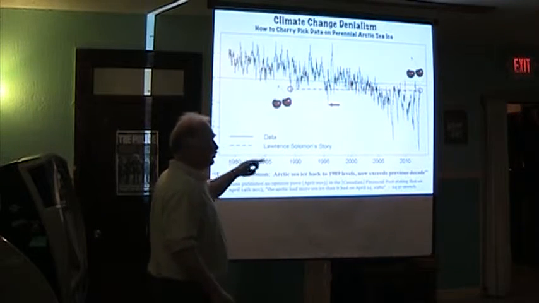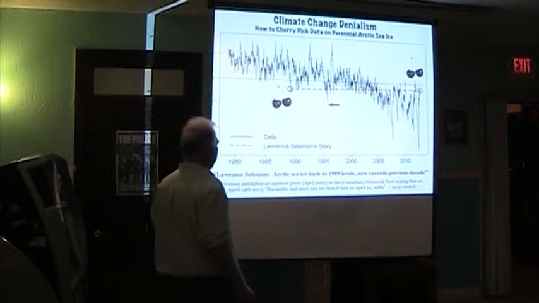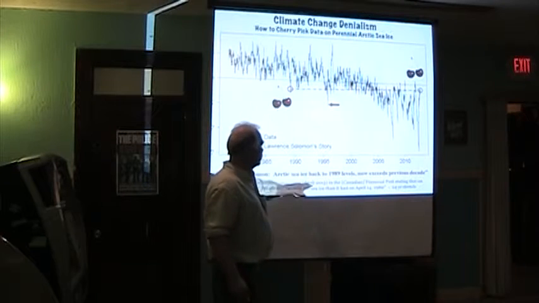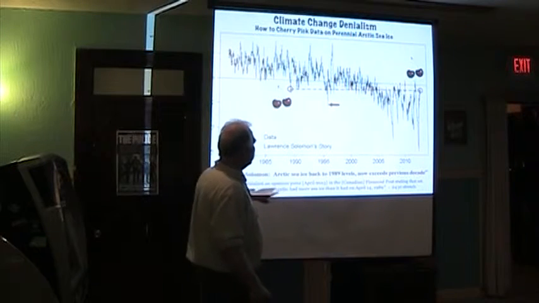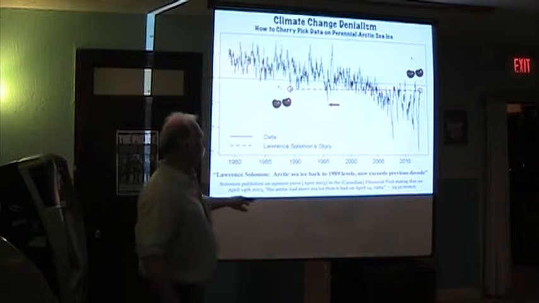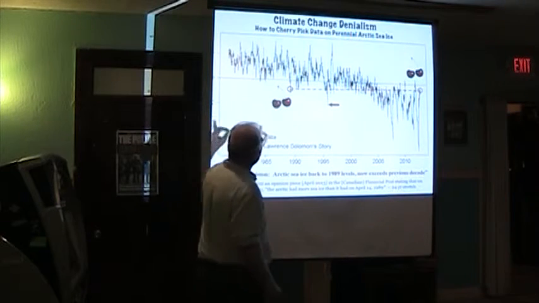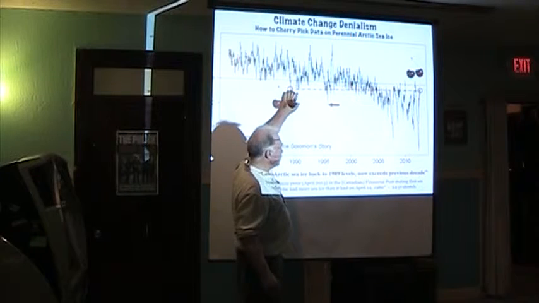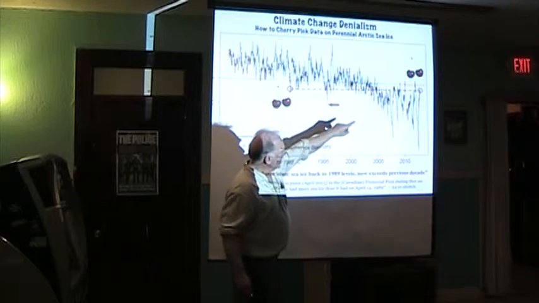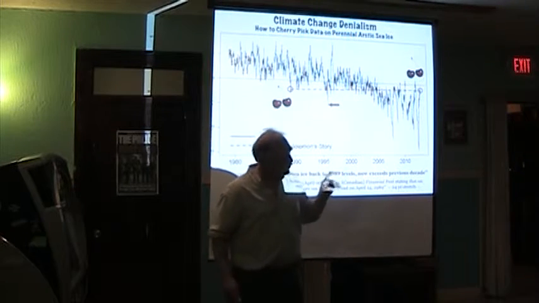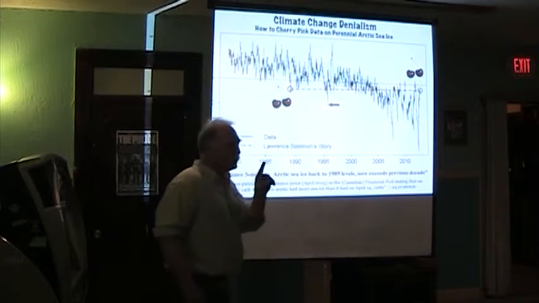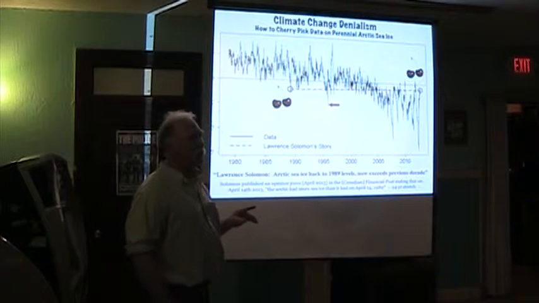Now, this was a science journalist, not a scientist, Canadian, who published an opinion piece in April of last year. And he said that in the last 24 years, the Arctic now has more sea ice than it did before. Well, he picked one day. He picked April 14th in '89. And then 24 years later, he picked another day, that same day, April 14th, and said, okay, so it's actually going up.